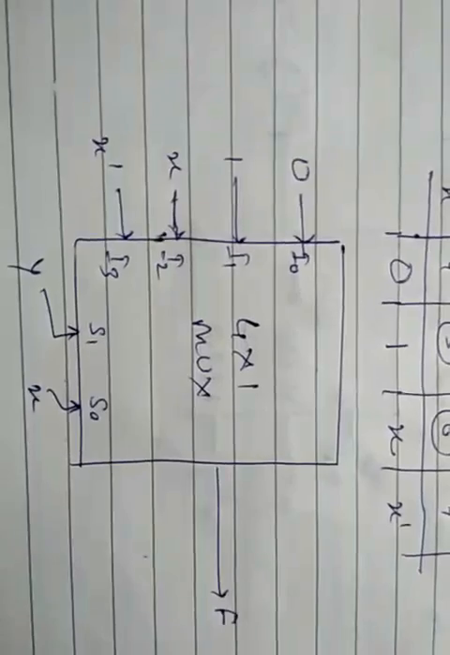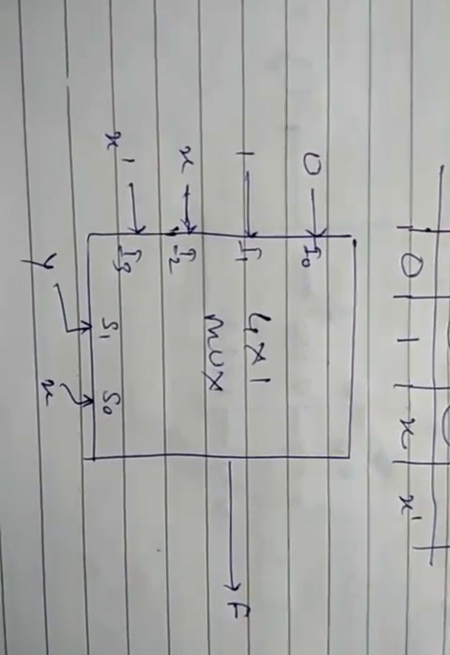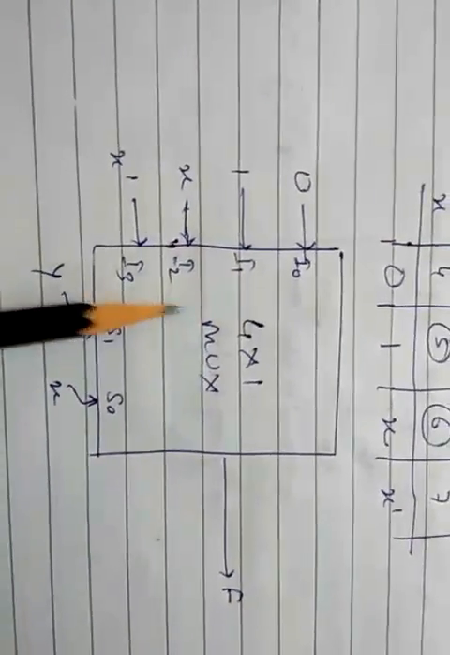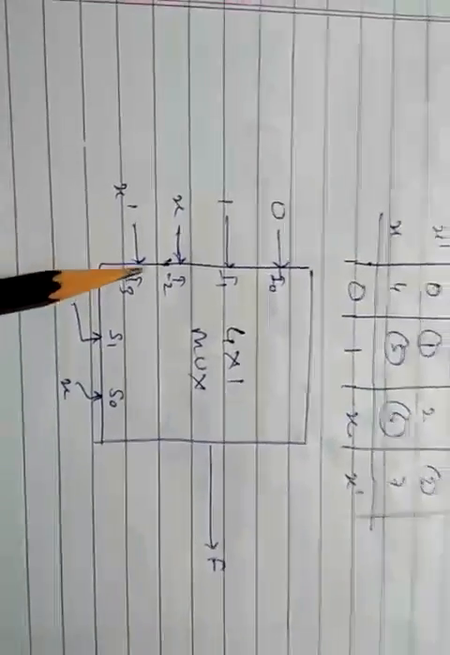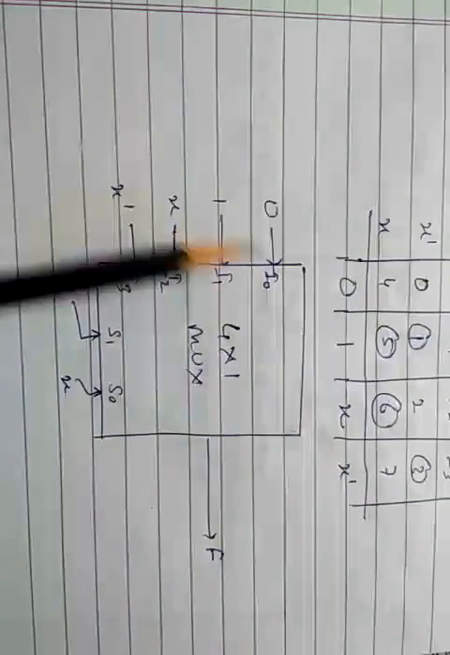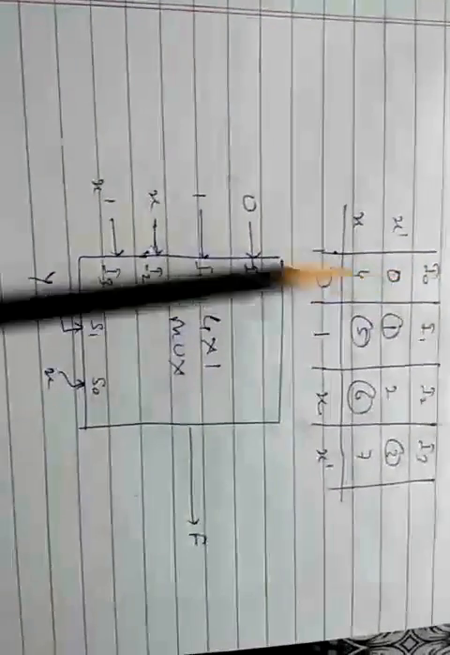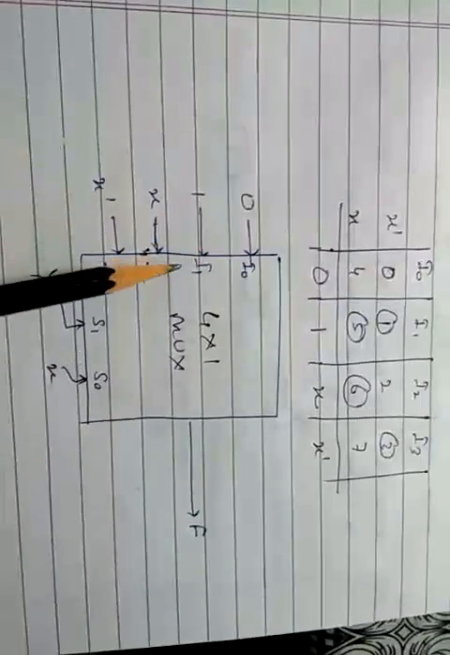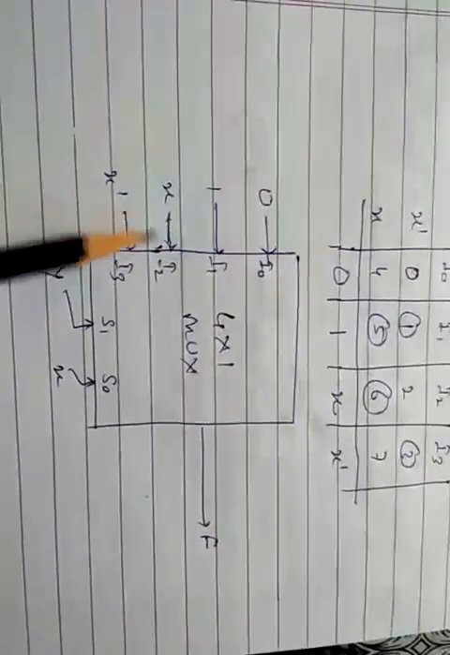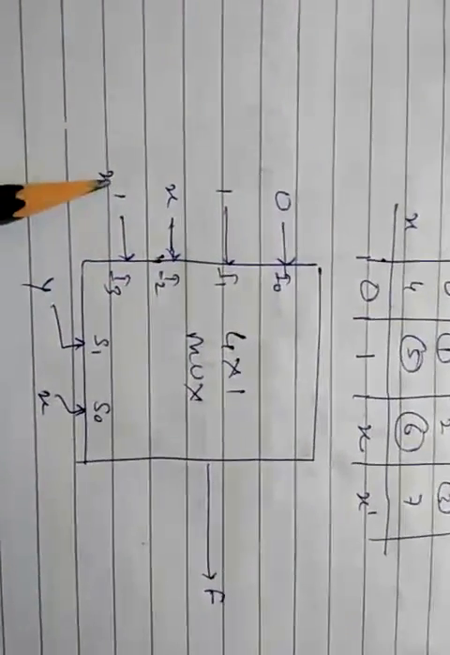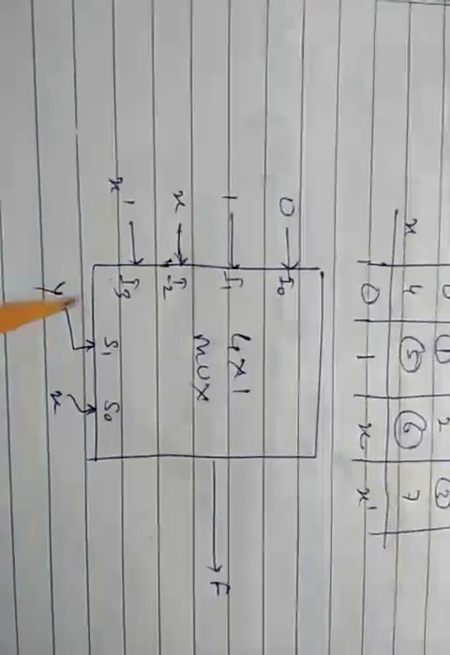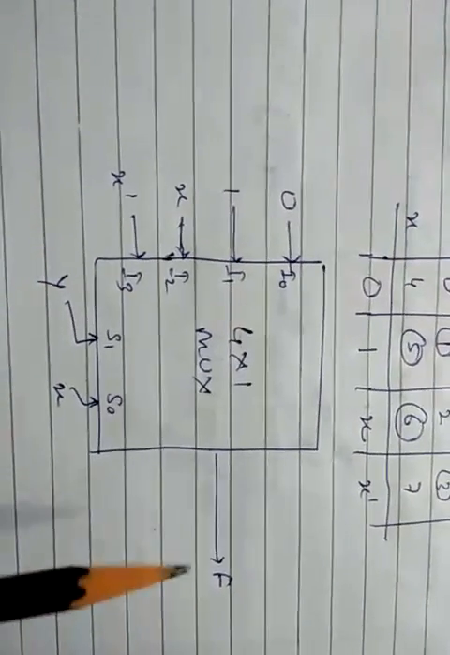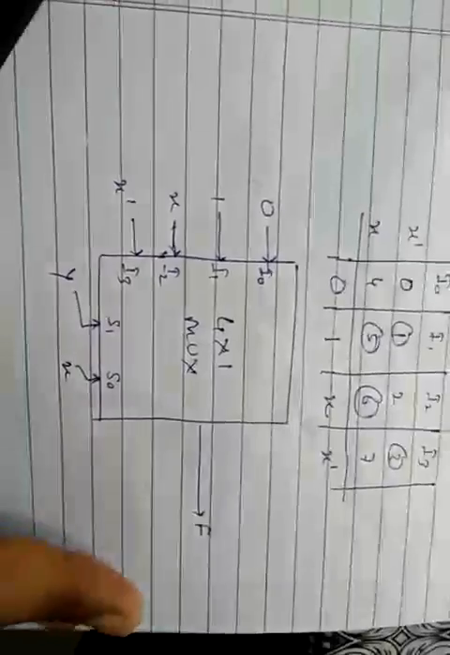So this is the implementation of the 4 into 1 mux, I0, I1, I2 and I3. So 0 is only on I0, and 1 will be only on I1, and X is only on I2 and X bar is only on I3. So F is the output of this.